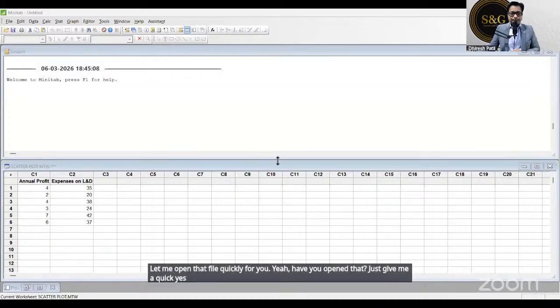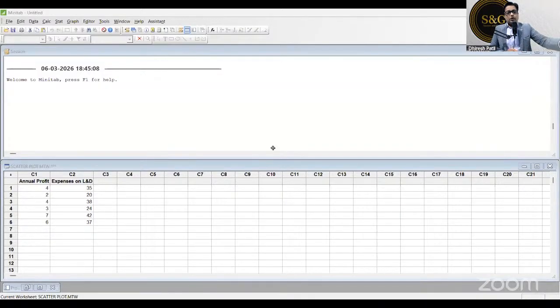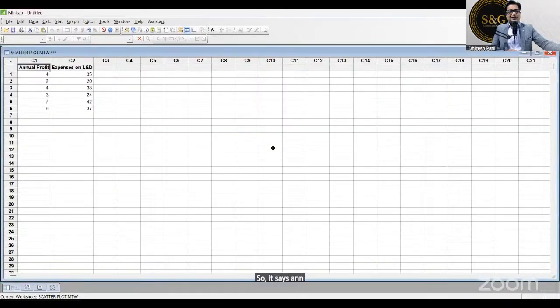Let me open that file quickly for you. Yeah, have you opened that? Just give me a quick yes. So it says annual profit and expenses on L&D, learning and development. Very good. So try to understand this.